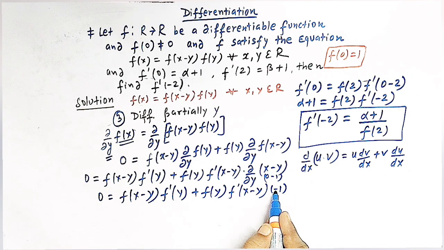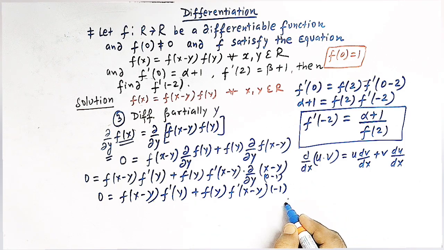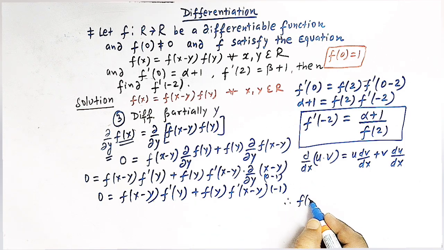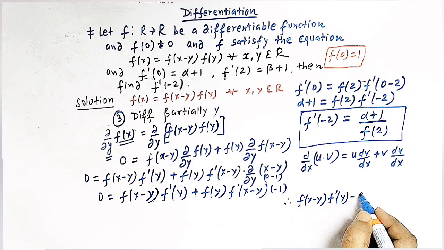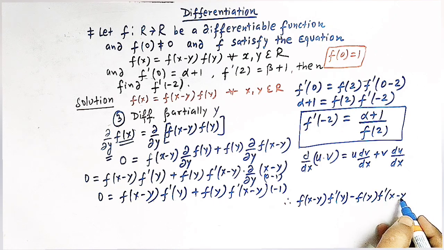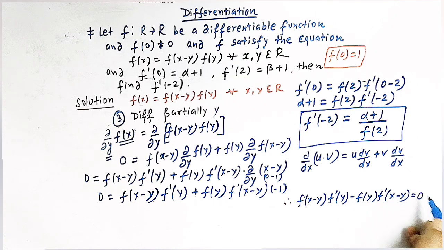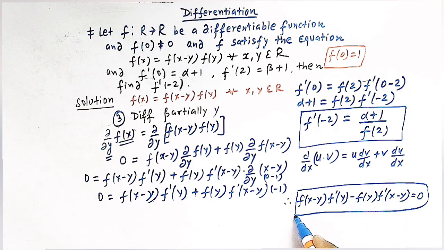So now we can take this negative sign over here. So now we have f(x − y) f′(y) − f(y) f′(x − y), that is equal to 0. So now we have this important equation.